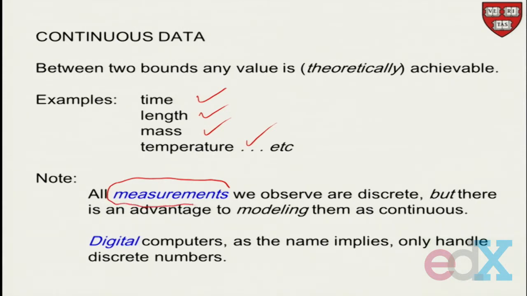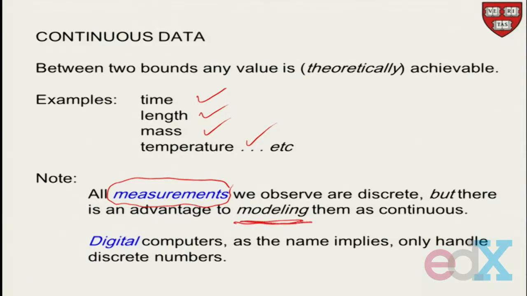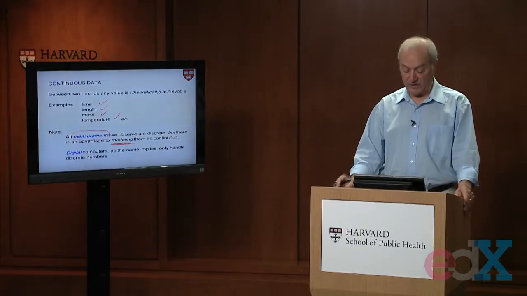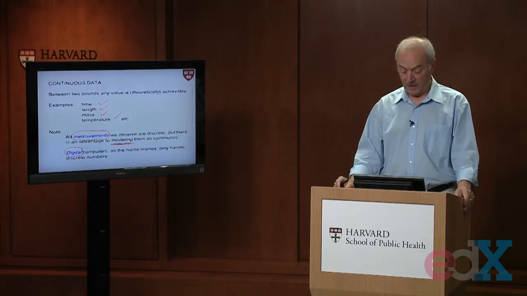Now, we can get philosophical here and argue that all measurements, and that's what we're really interested in, what can we measure, are really discrete. But there's an advantage to modeling them as continuous. And especially if we're going to use digital computers, which we do and will, etc. Digital computers, as the name implies, only handle discrete numbers. They don't handle continuous numbers, although they are modeled as continuous numbers. But really, there's only a finite number of numbers in a computer, and there's the largest number. We can talk about the largest number, we can talk about the smallest number, etc.